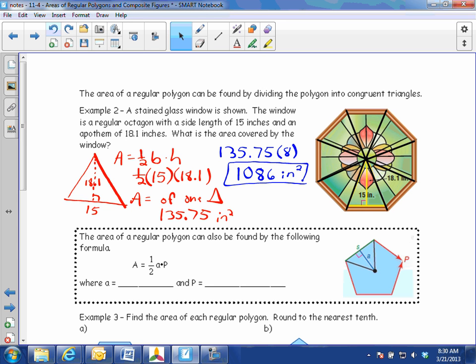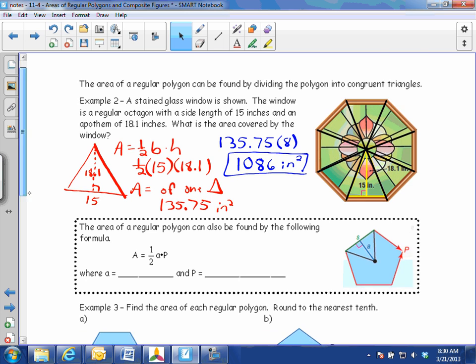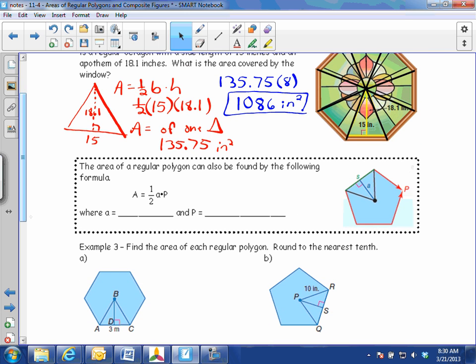Okay, so that is one way to figure out the area covered by a regular polygon. Instead of having to find just one of the triangles and multiply by how many there are, you can use the nice little formula down here, which tells us the area of a regular polygon can be found by using this. Area equals half times a times P, where a is going to be our apothem and P is perimeter.